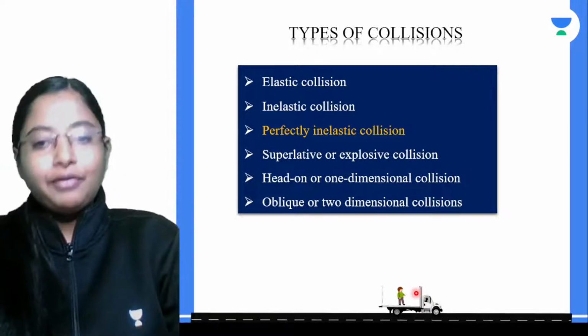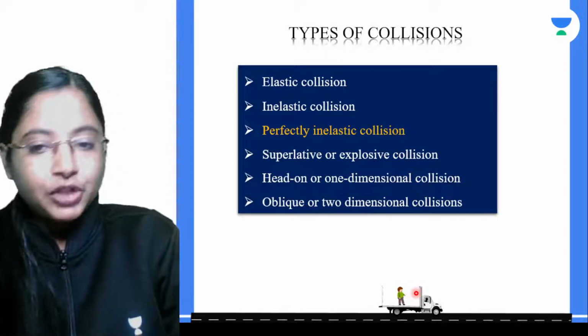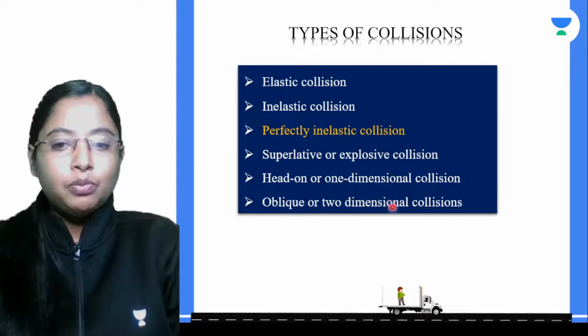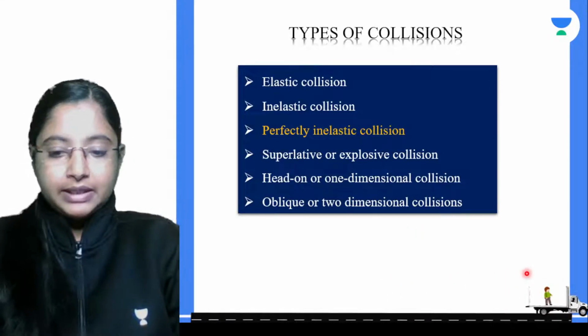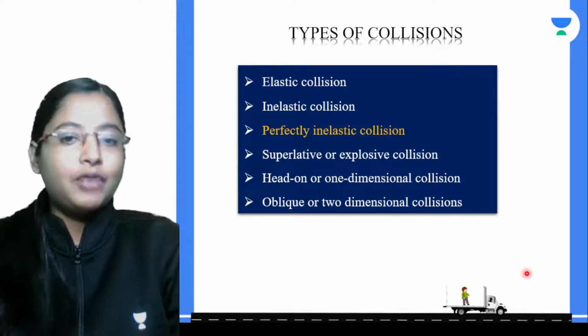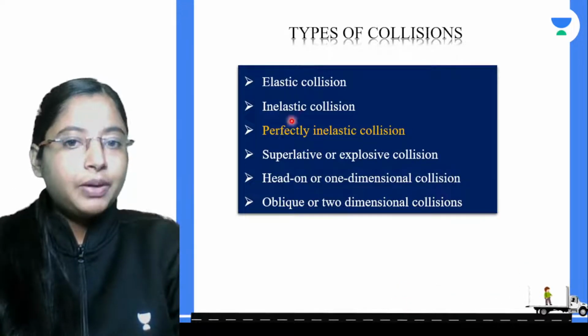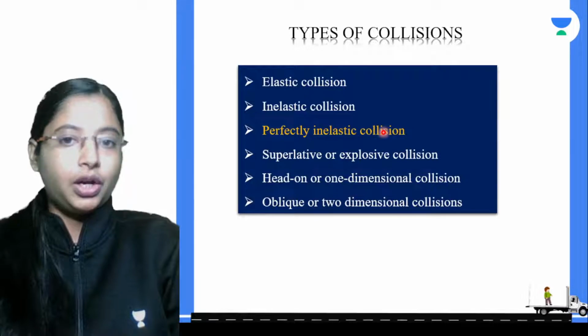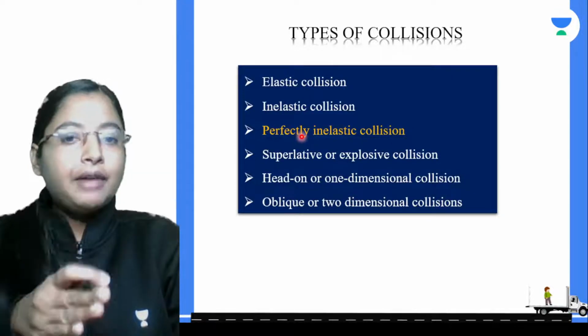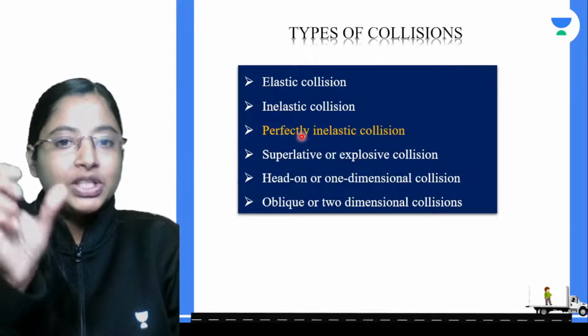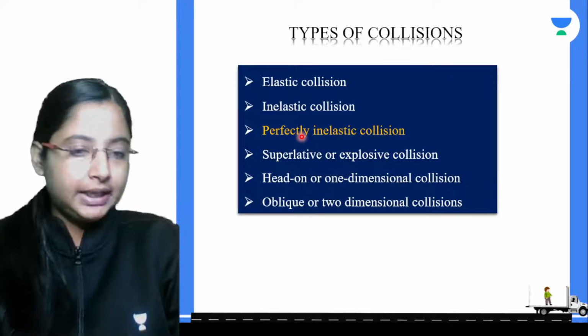That is, if after collision the two objects tend to stick together and move as one single system, in the sense they move with the same velocity, then what we have is a perfectly inelastic collision. That's the difference between inelastic collision and perfectly inelastic collision. In perfectly inelastic collision, the two objects stick together and move with one single velocity.